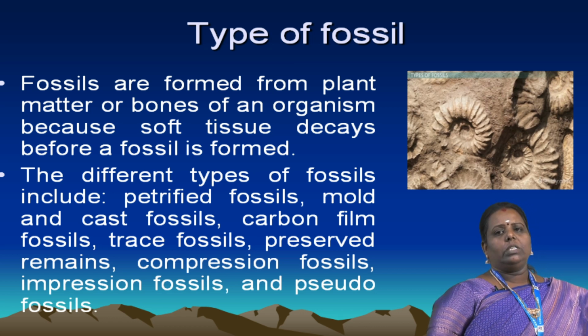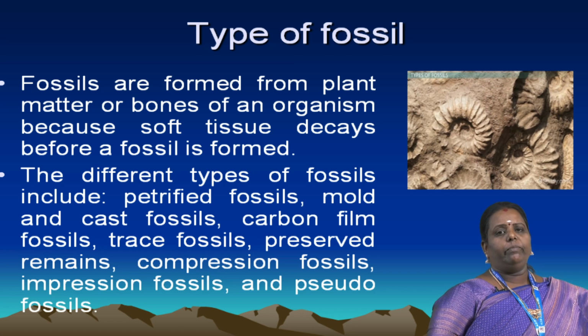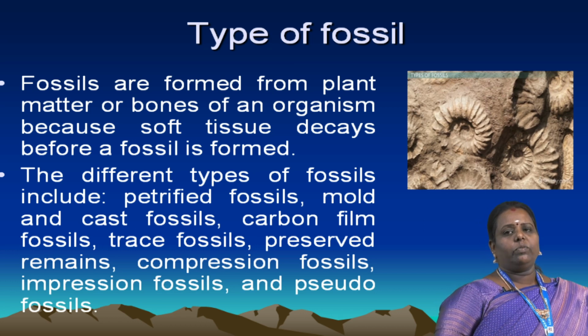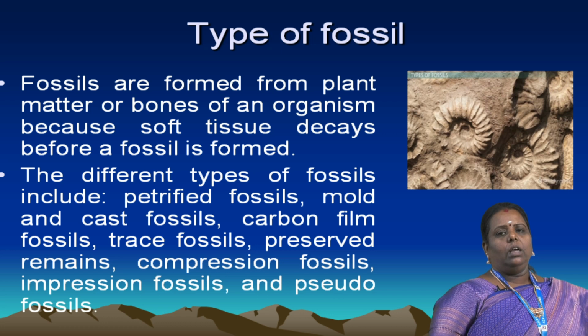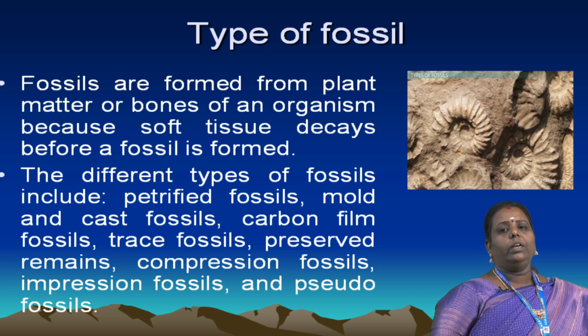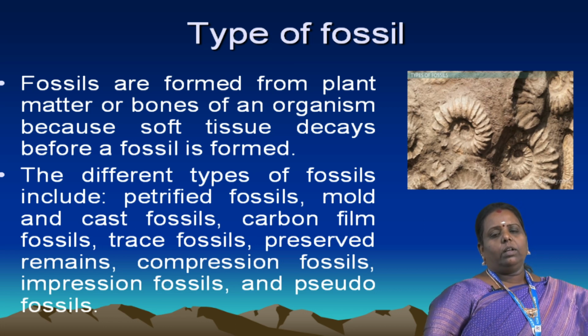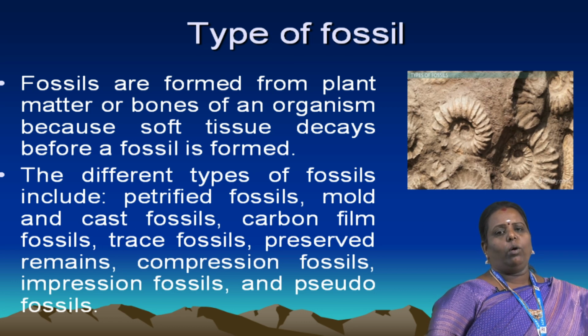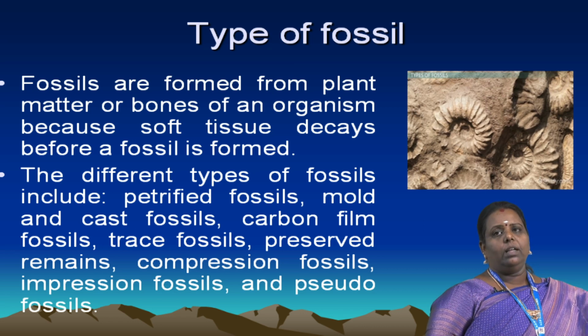We classify fossils as petrified fossil, mold or cast fossil, carbon film fossil, trace fossil, preserved remains, compression fossil, impression fossil and pseudo fossil. These are the fossil types. You know pseudo means false. The appearance of the fossil is there, but it does not explain anything. That is called a pseudo fossil.